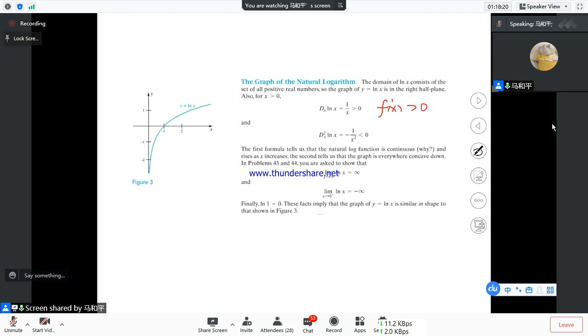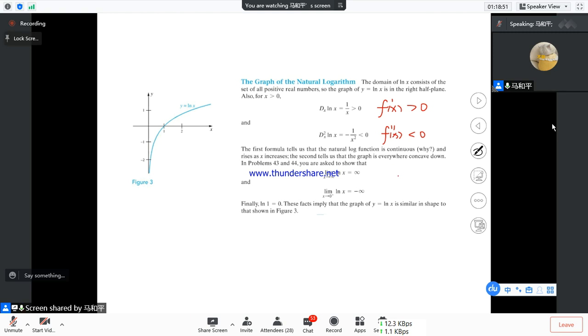Now we find the second derivative. This means f double prime x. F double prime x is negative. This means f is concave up or concave down? Yes, it's concave down. So this means log x is increasing and concave down.